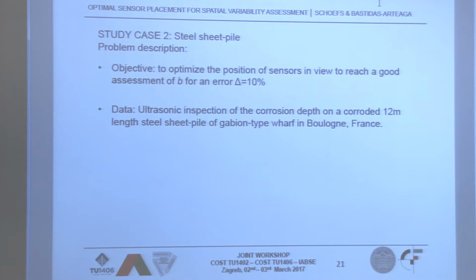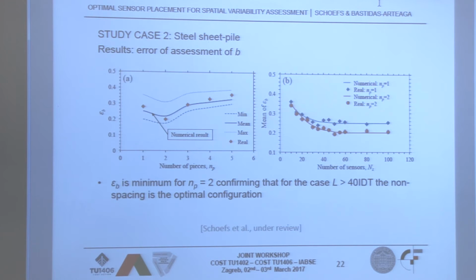And for another example, that's a steel sheet tile in France, where we made an ultrasonic inspection of the corrosion deck. It was 12 meters length, and in that case we obtained that the minimization of the error was for two pieces, and we have shown that it was the case for this type of length. So it depends, of course, on the length of the structure first, and of course on the correlation coefficient of each structure too.